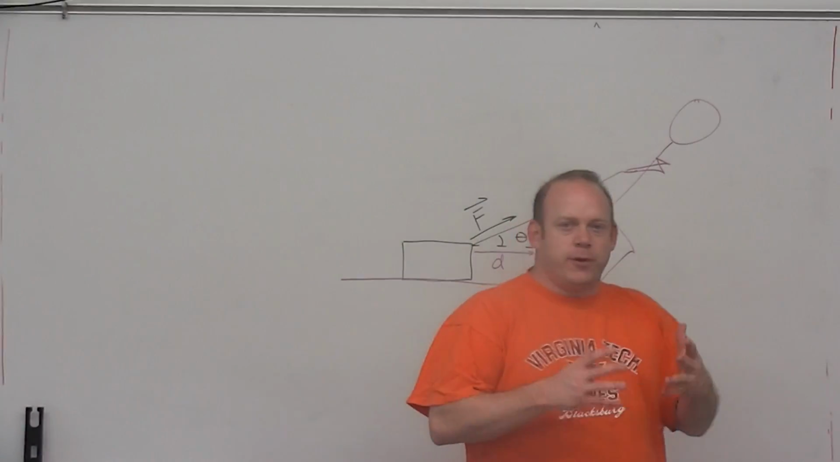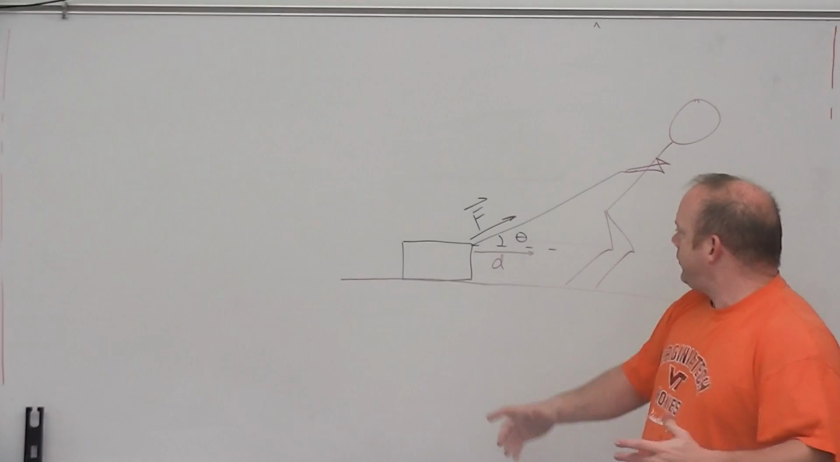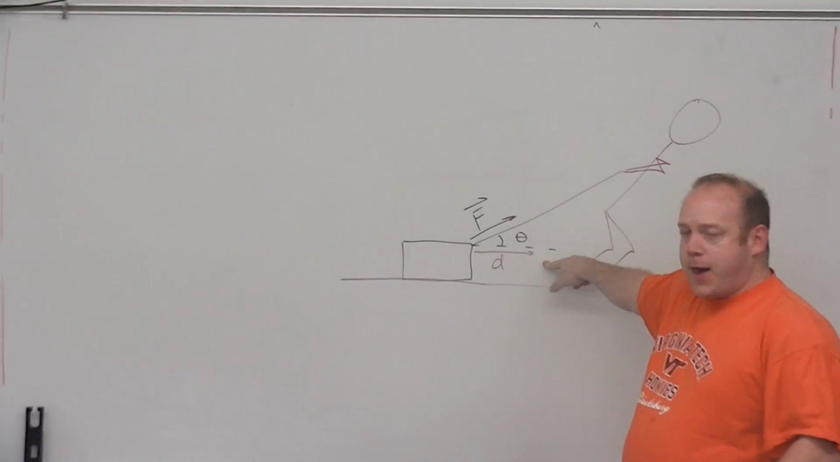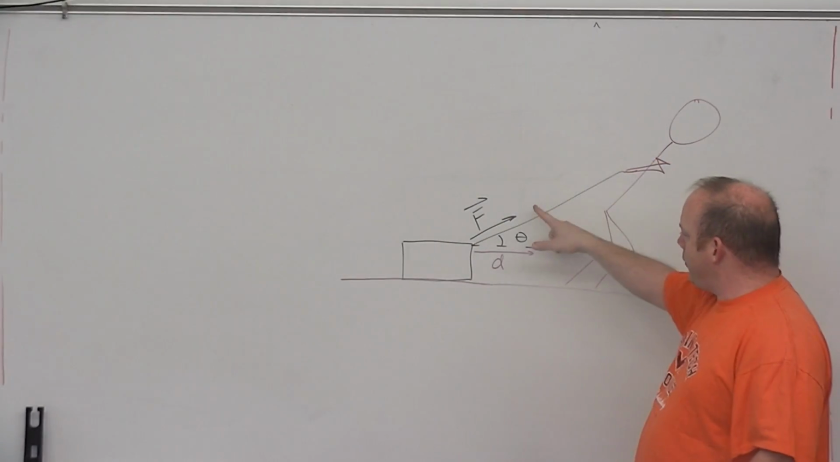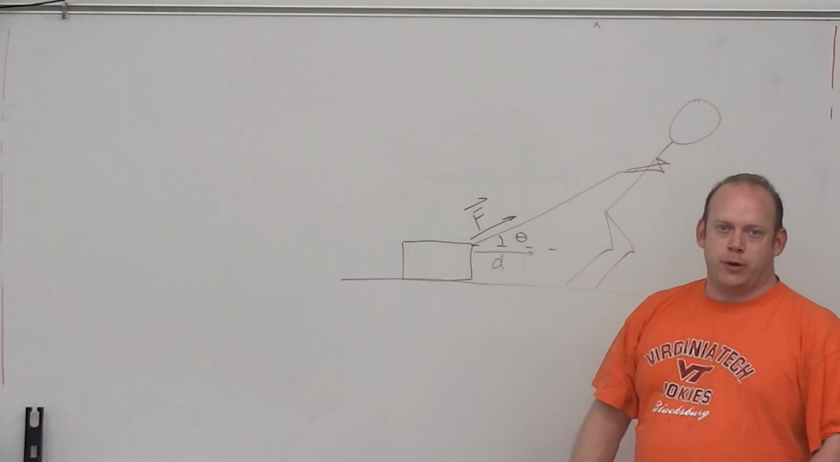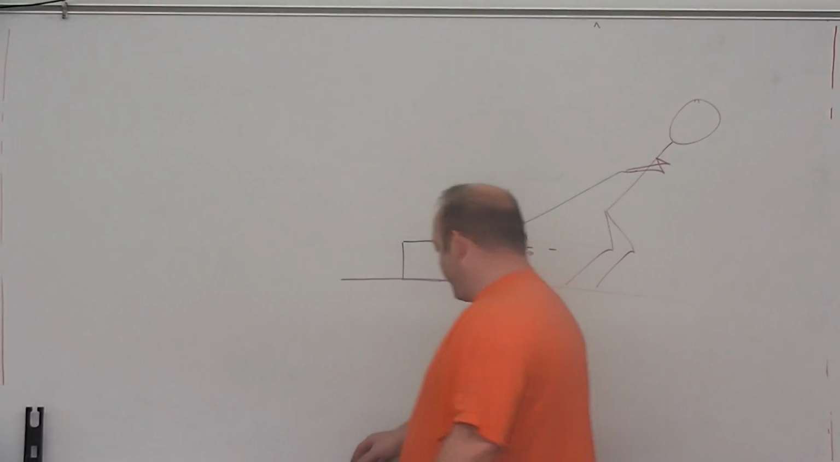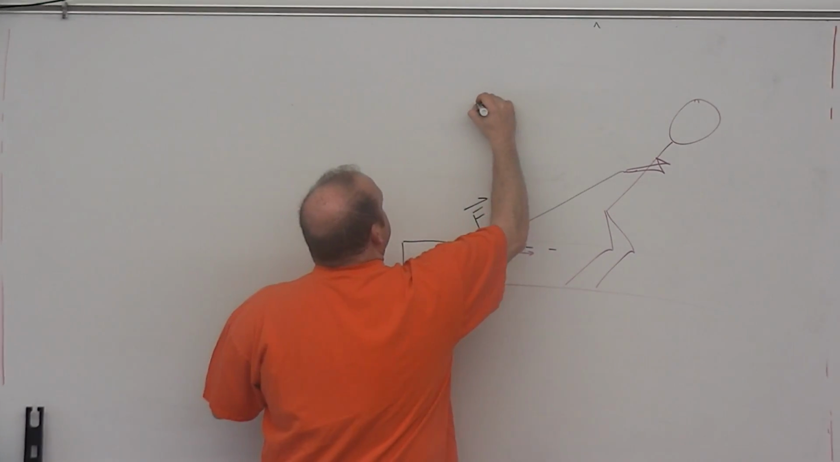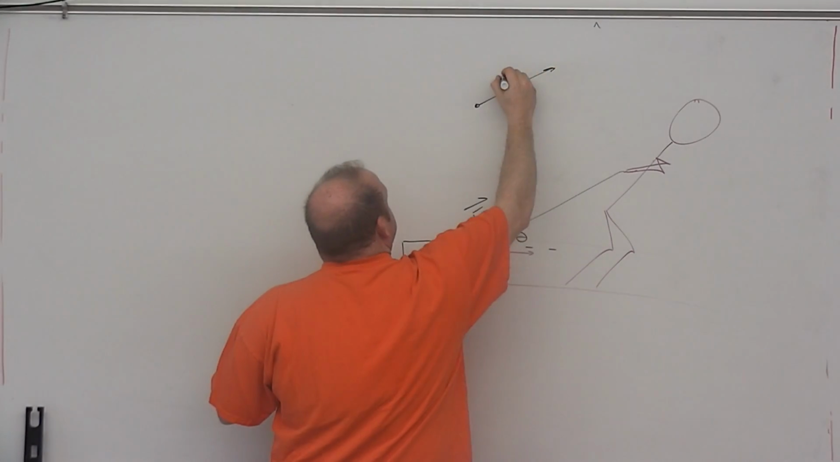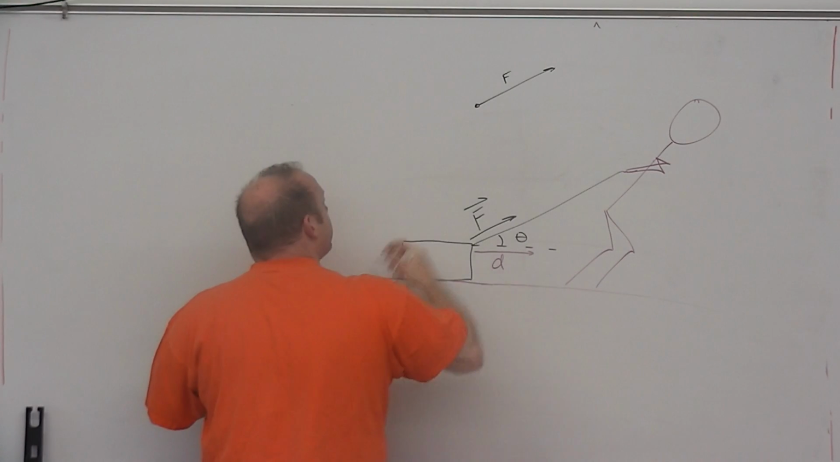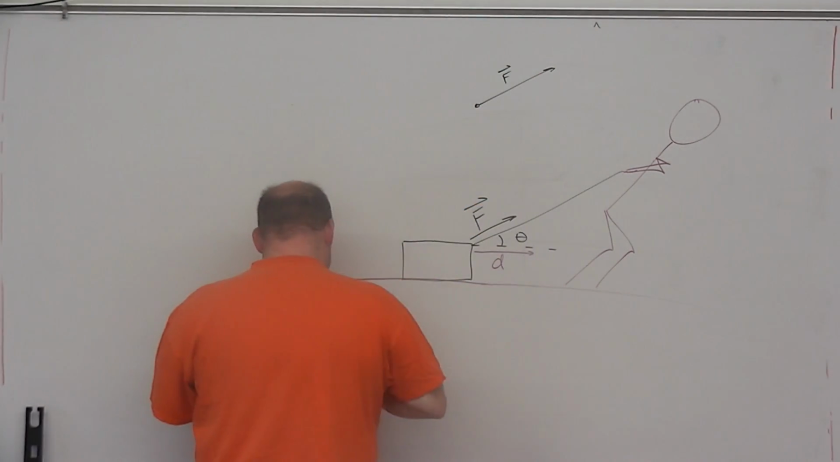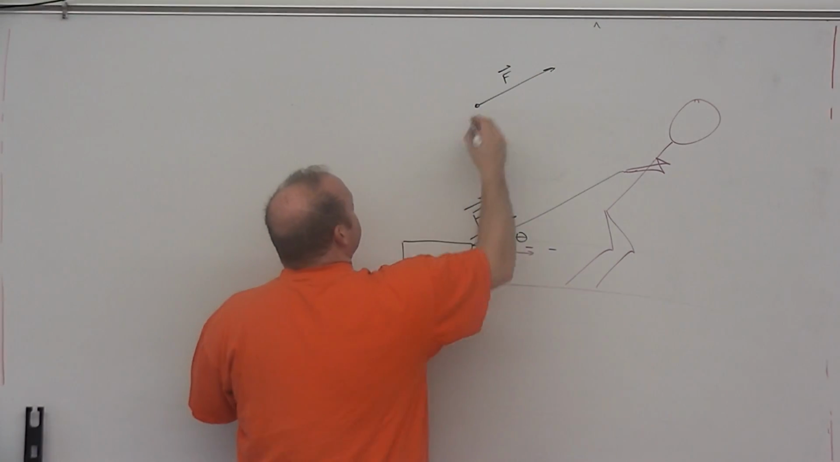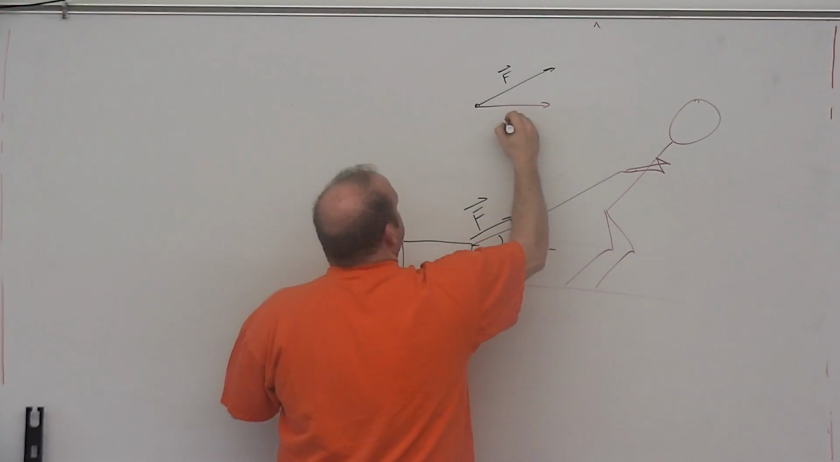All right. So what I'm doing, I'm basically multiplying the force by the displacement. But I don't want all the force. I only want the part of the force that goes in the direction of motion. Okay? So now, if I take a look at this, if I break this apart, I've got force that goes up like this, and I've got displacement that's going along like that.